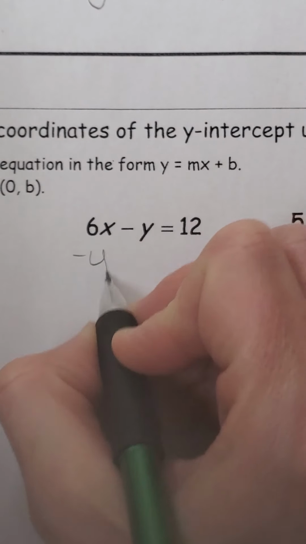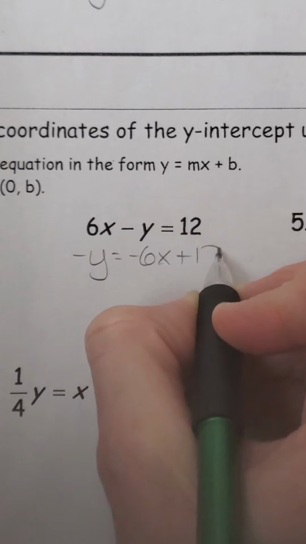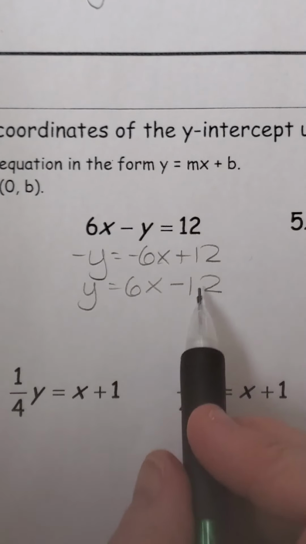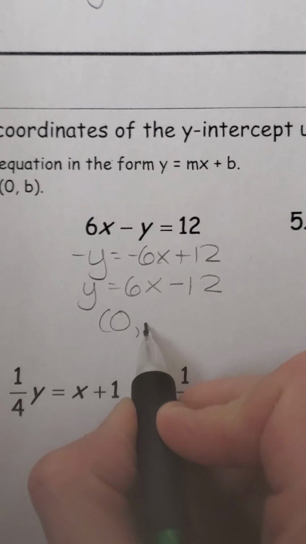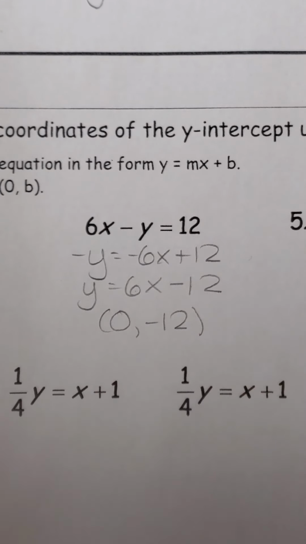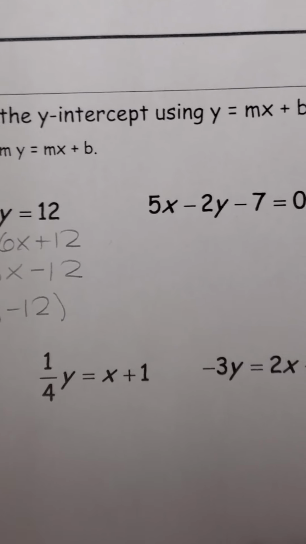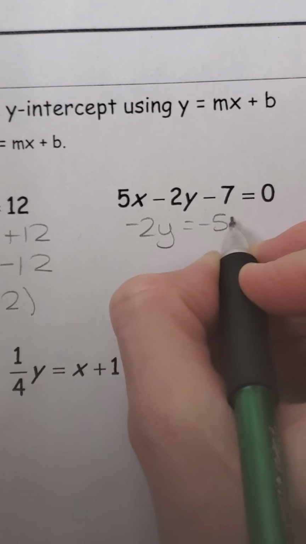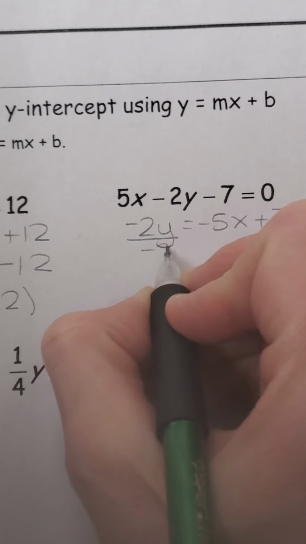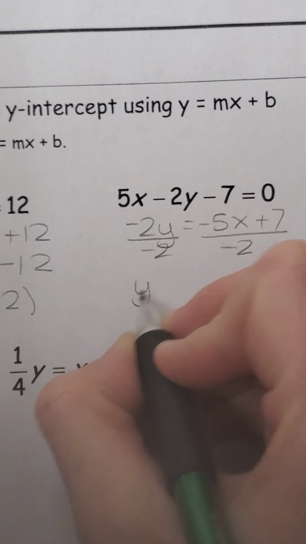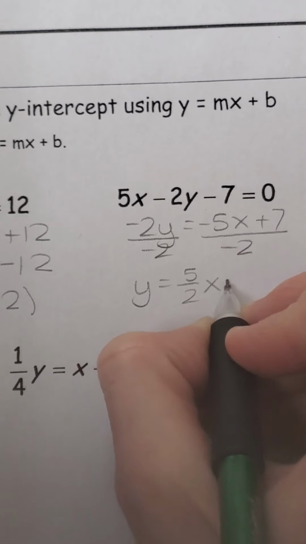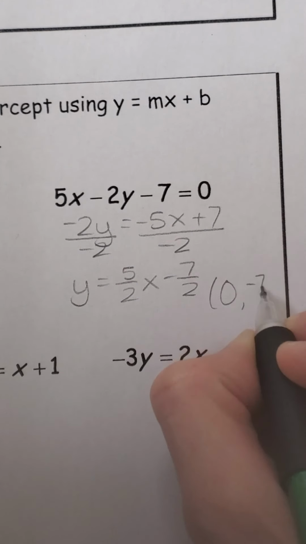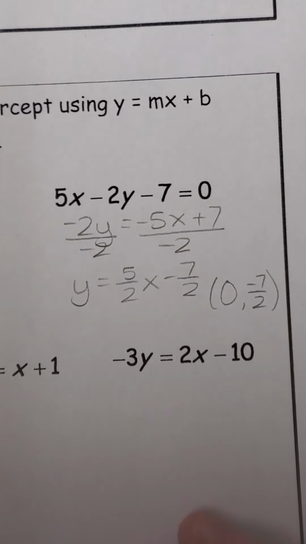So we need to isolate y, which we've done many times. Not interested in the slope, interested in the y-intercept. I'll go this way, -2y, divide everything by -2. Okay, and so this line will cross the y-axis at -7/2.